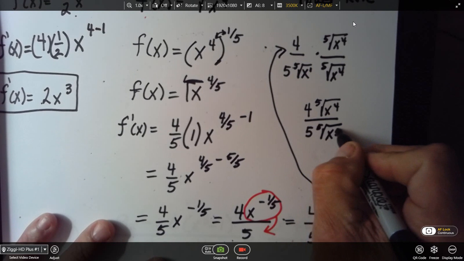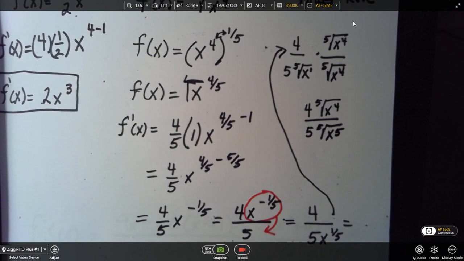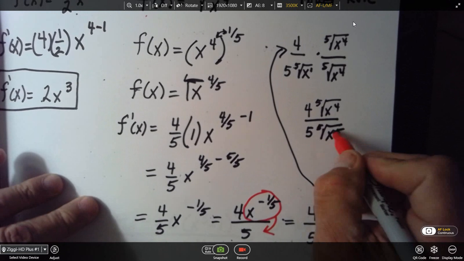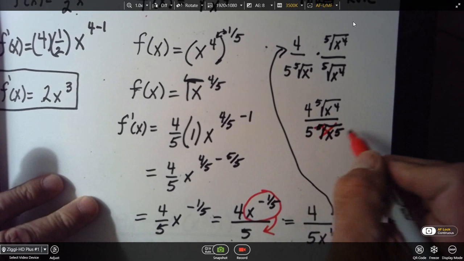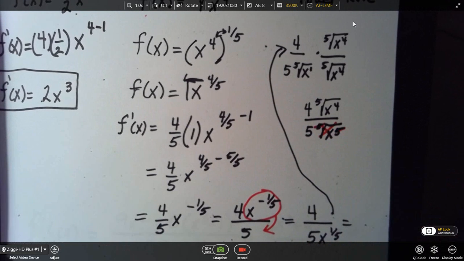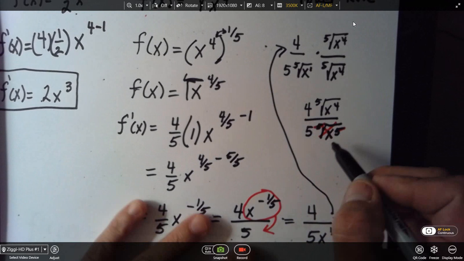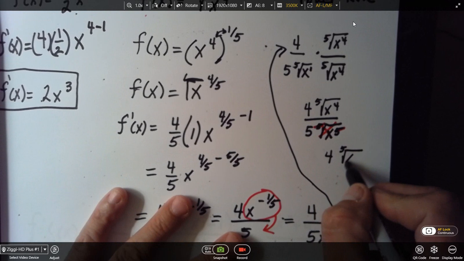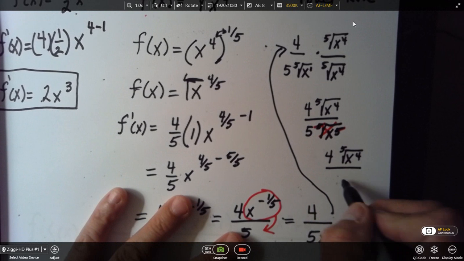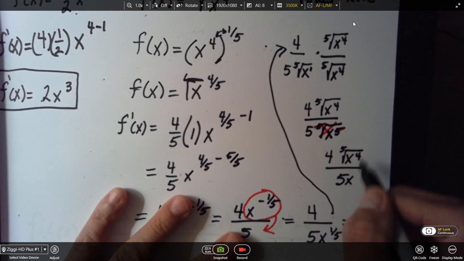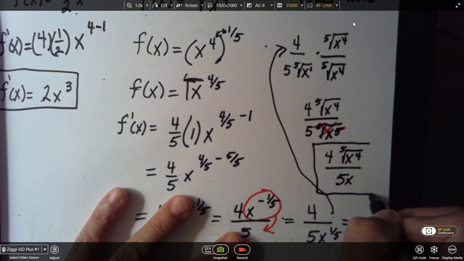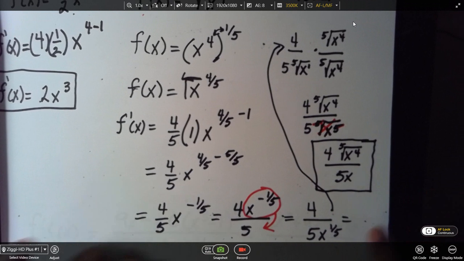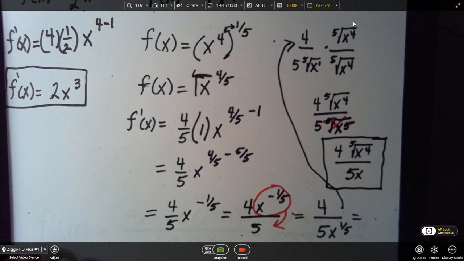And of course, the fifth root of x to the fifth is what? x. Because the 5 will cancel that. So by rationalizing the denominator, we get 4 times the fifth root of x to the fourth over 5x. Now that's the final simplified answer. I don't know how far they want you to take it on the WebAssign, but that's your final answer.